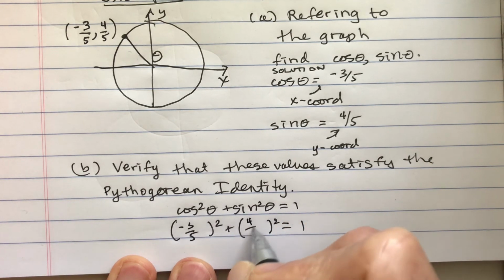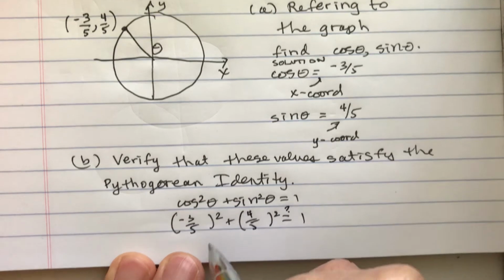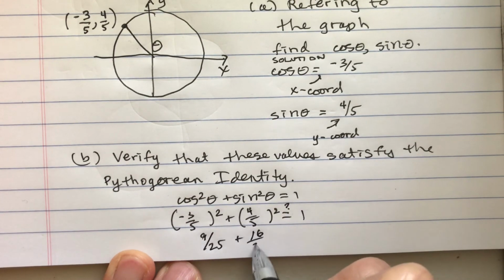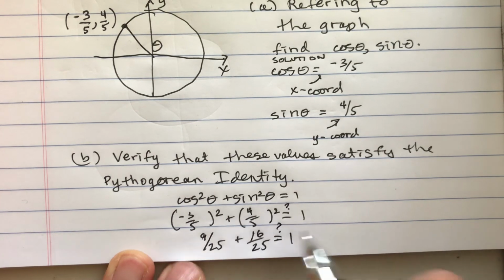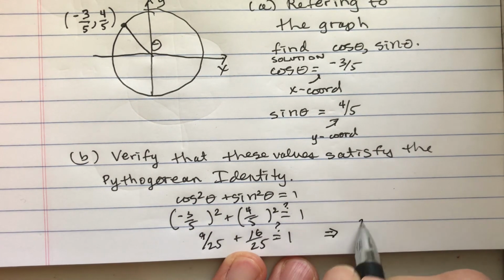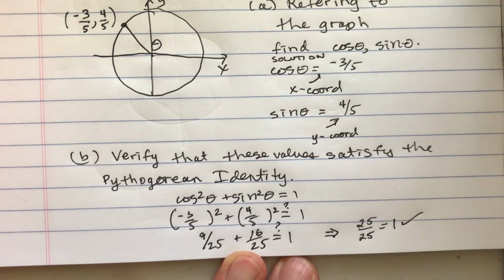And, you know, the problem with this is there's fractions. So this is 9 over 25 plus 16 over 25 equals 1. I keep putting question marks, but this implies 25 over 25 equals 1, which is certainly true.